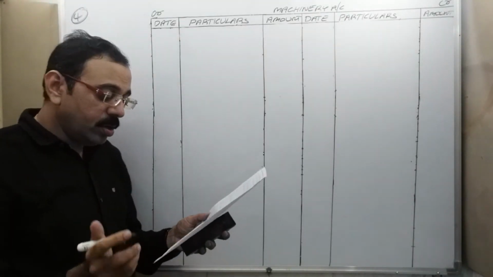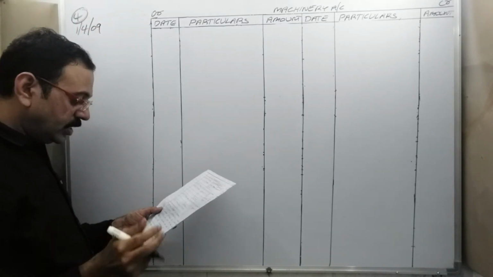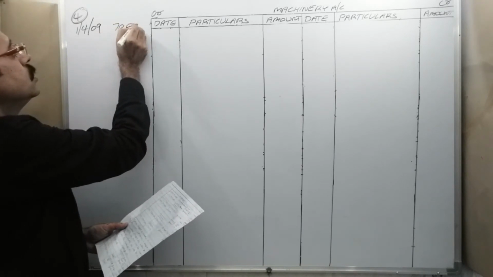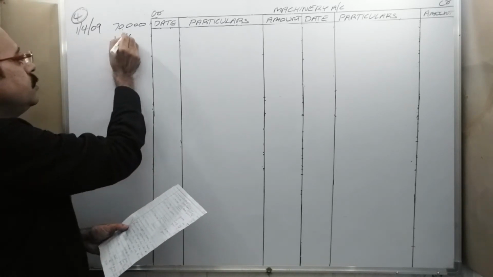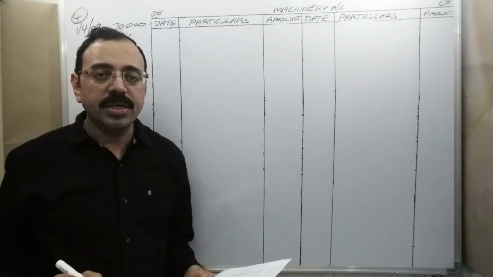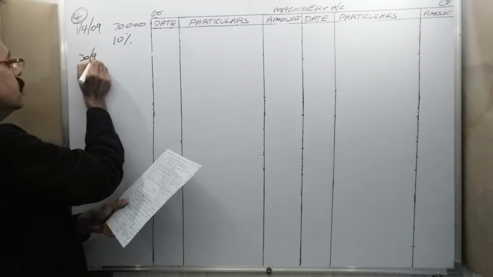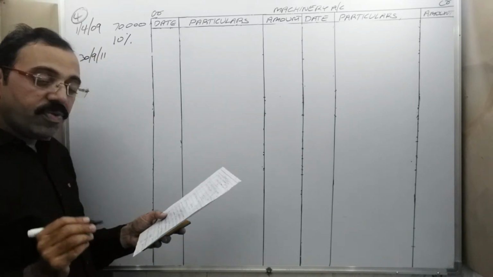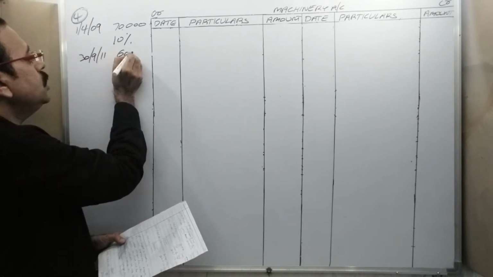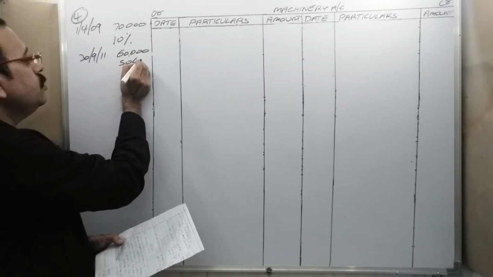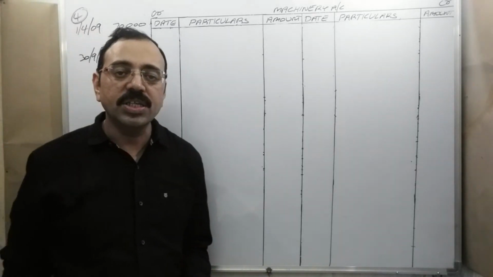Raghava bought a machine on 1/4/2009 for 70,000 rupees. Depreciation is charged at 10% under Straight Line Method, original cost method. On 30 September 2011, he found that the machine was not suitable and sold it for 60,000 rupees. Show the machinery account. This is the question.